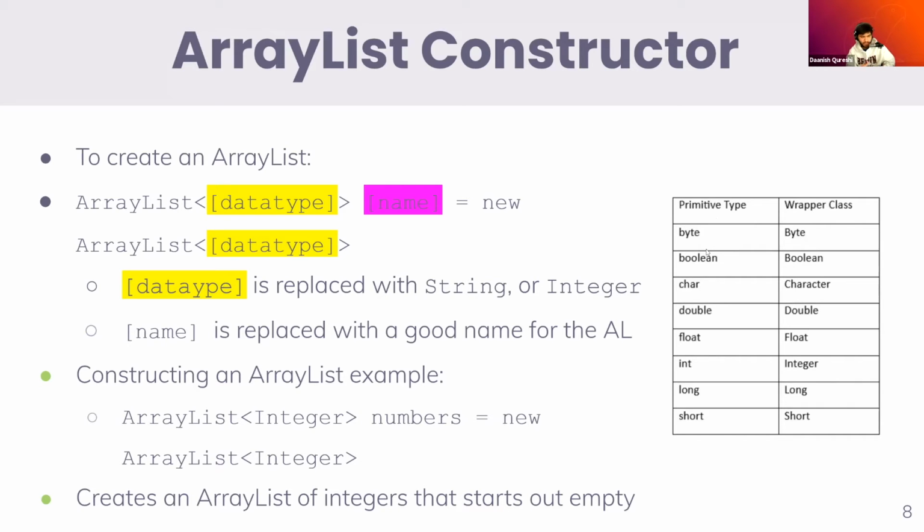Sounds good? So if I were to construct an integer array list called numbers, the way I would do that is I do ArrayList, Integer in the triangle brackets, space, the name, which I called numbers, equals new ArrayList Integer. And keep in mind that creates an array list that starts out empty. So it has zero, it has nothing inside of it. Okay, sounds good.